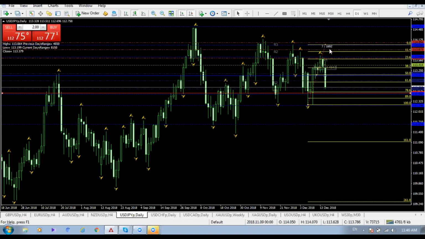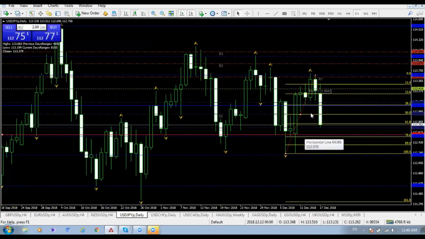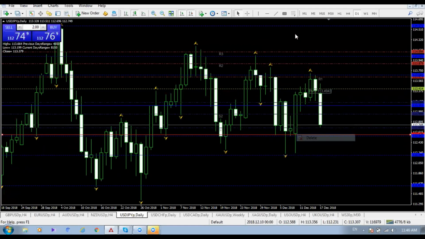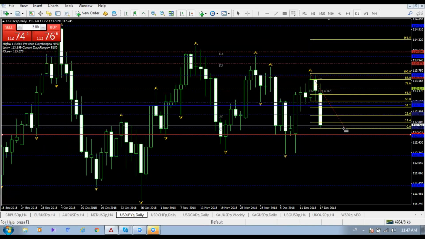On this Fibonacci, you can have two processes. There is no need to make a new Fibonacci. One is the going to 61 and the return to 38. There's one thing you can do: connect this Fibonacci to here. The two of them make no difference.